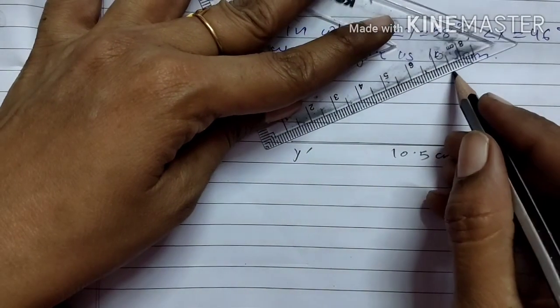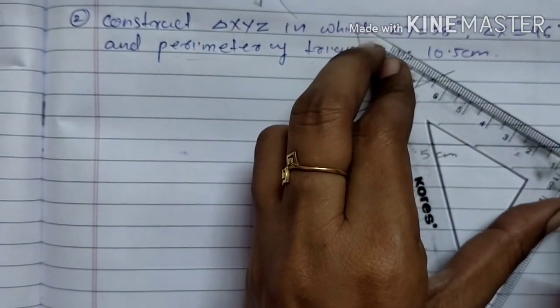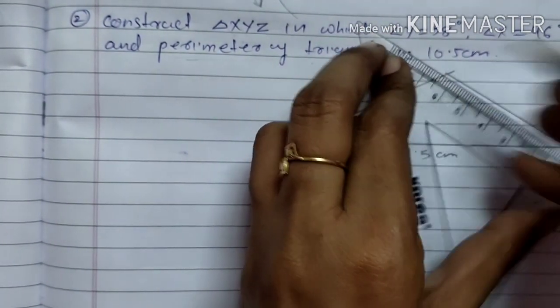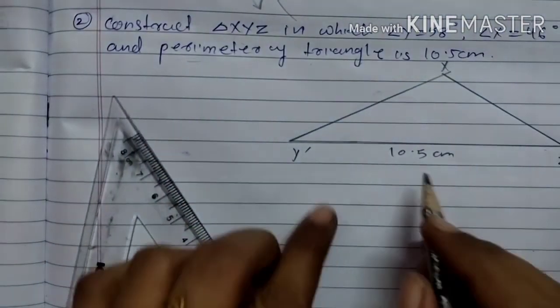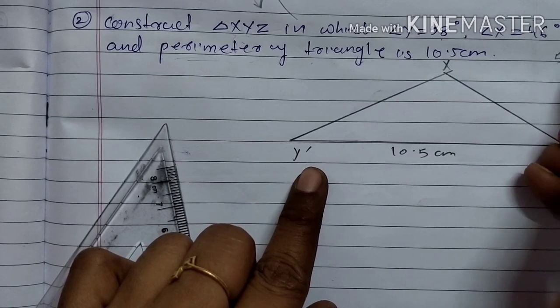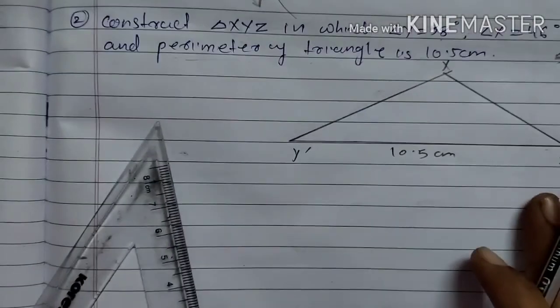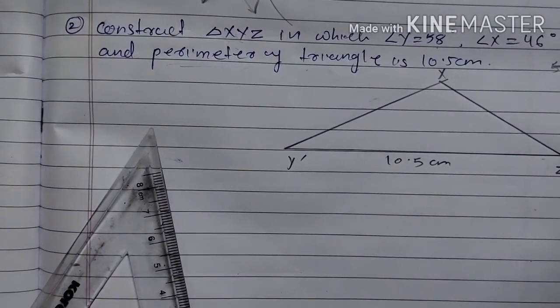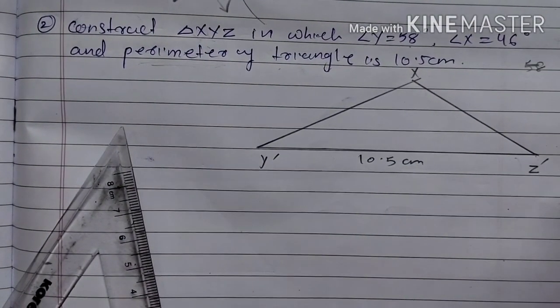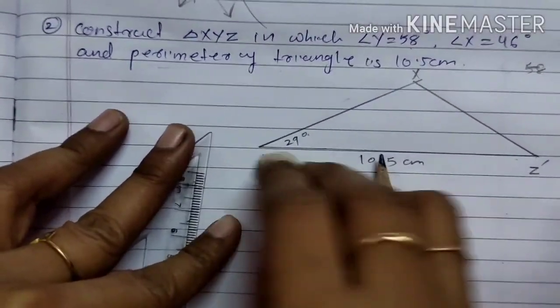Okay. This is your triangle X, Y dash, Y, Z dash. Now angle Y is 58 degrees, so half of 58 is 29. So Y dash is 29 degree. And angle Z is 46 degree. Sorry, angle X is 46 degree.